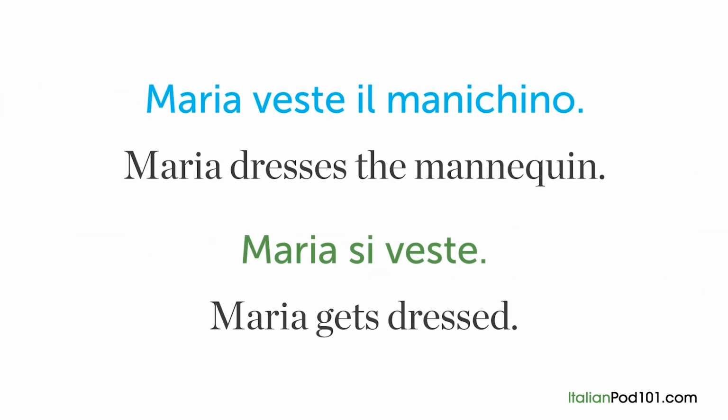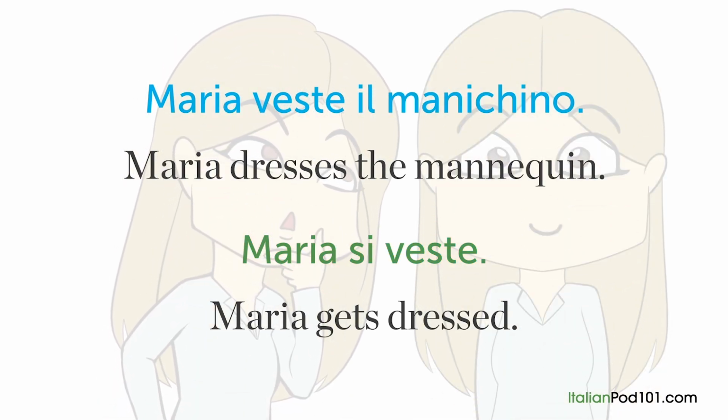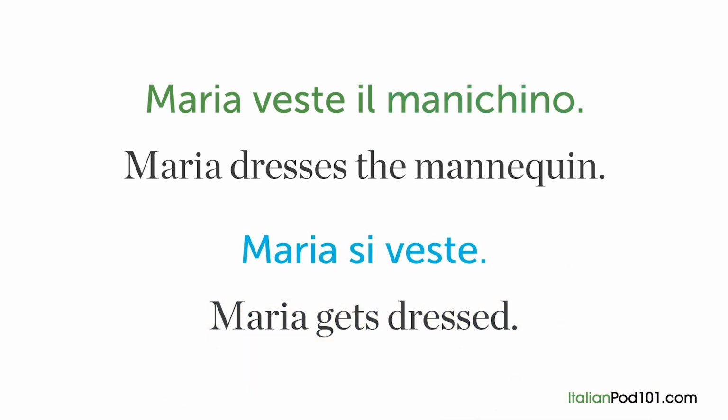Maria veste il manichino. VS, Maria si veste. In the first example, the object of the verb vestire is the mannequin, while in the second sentence, the object is Maria herself. Subject and object coincide.